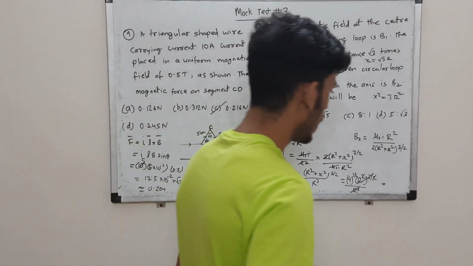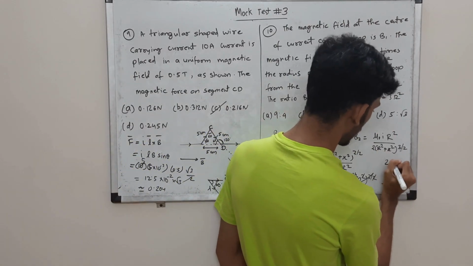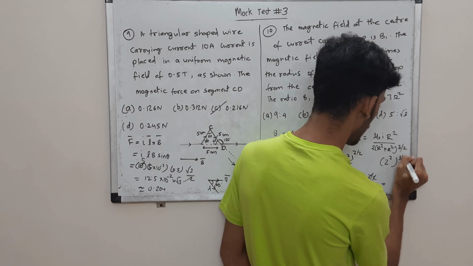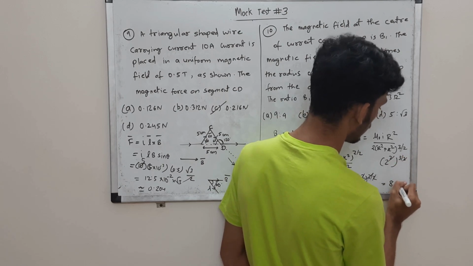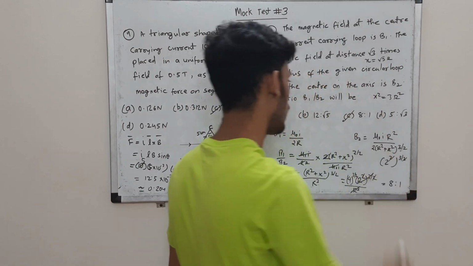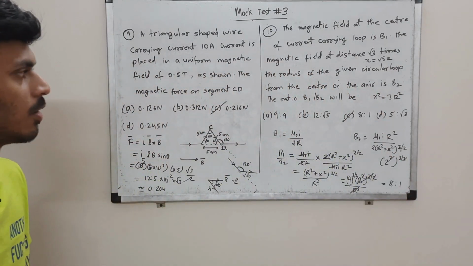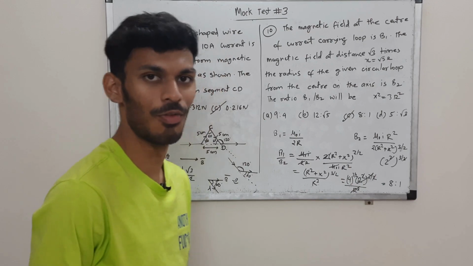So 4 raised to 3 by 2, I think it's 8. 4 is actually 2 to the power 2, and this is 3 by 2. So 2 will get cancelled, and 2 raised to 3 is 8. So 8 is to 1. The correct option is option C, 8 is to 1. That's all from this question. Over to the next question.